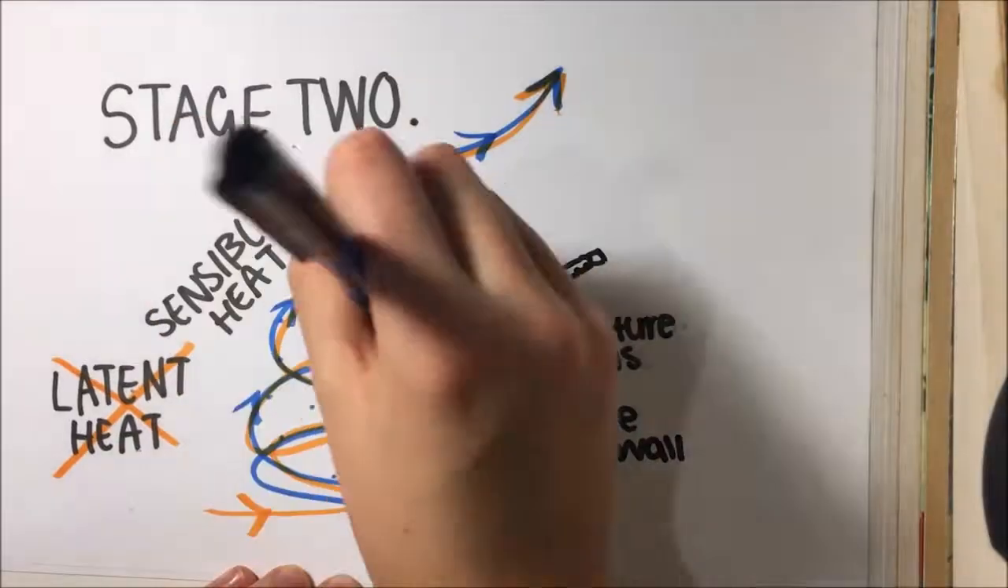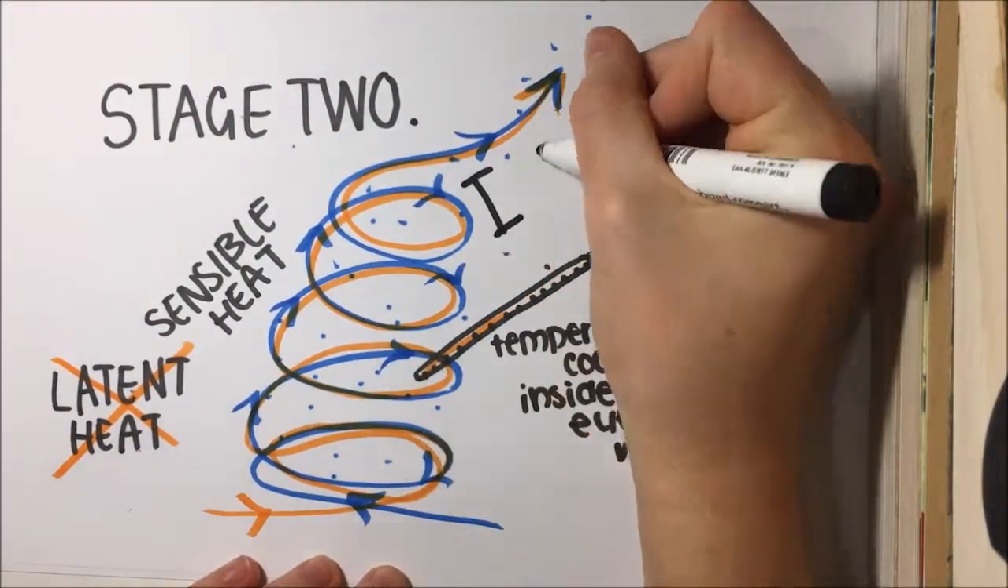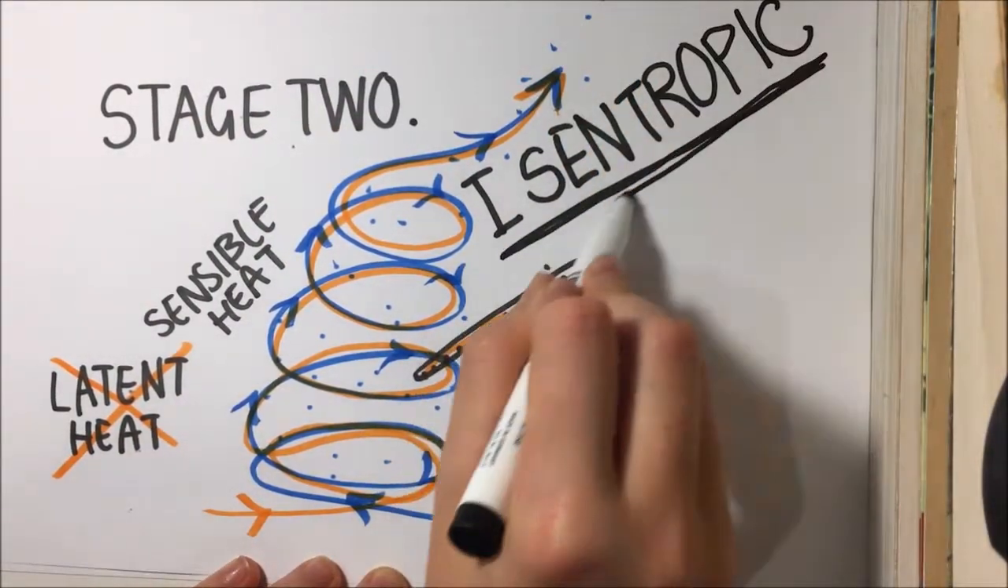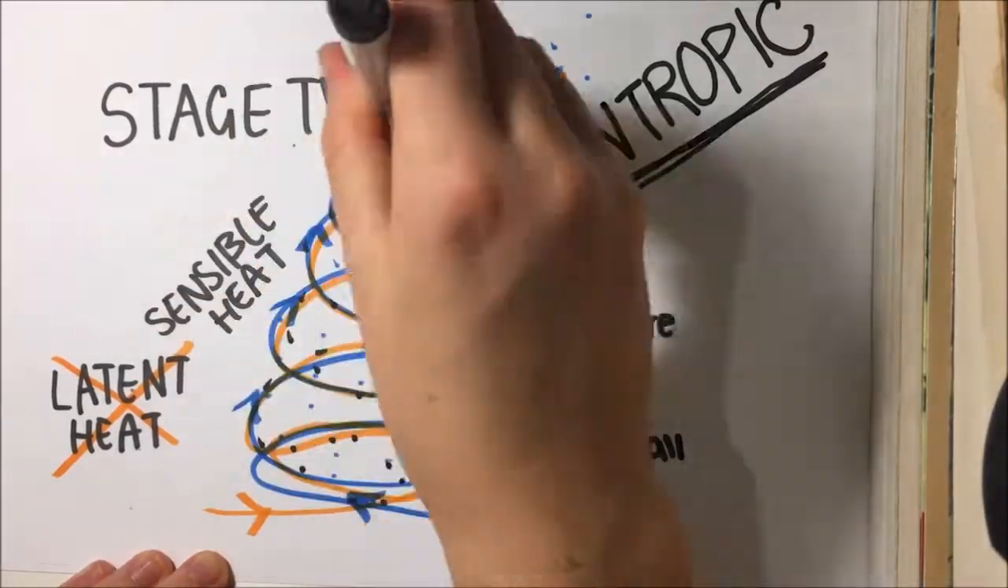Stage 2 is isentropic. During an isentropic process, temperature, pressure, and volume are all variables. The only constant is the entropy, which will be the same at the end. Entropy is a quantity representing the unavailability of a system's thermal energy due to a degree of disorder.